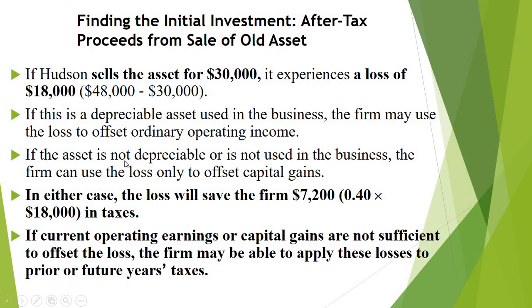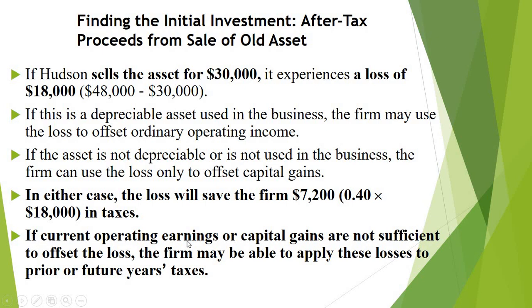If the asset is not depreciable or is not used in the business, the firm can still use the loss only to offset the capital gain. In either case, the loss will save the firm $72,000. So that's 40% into 180,000. So $72,000 tax will be saved by the firm as there is a loss on sale.